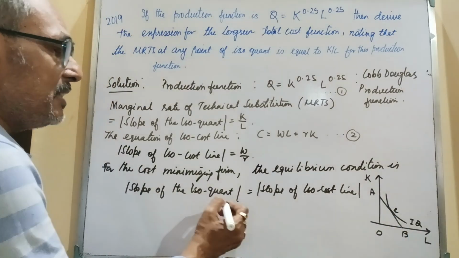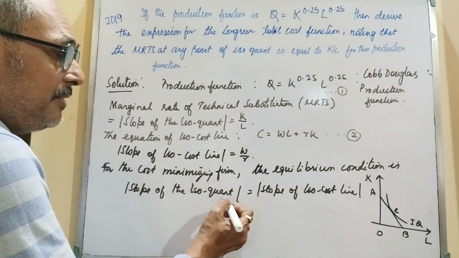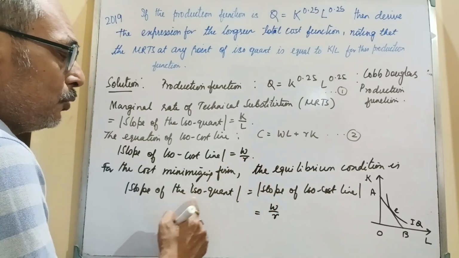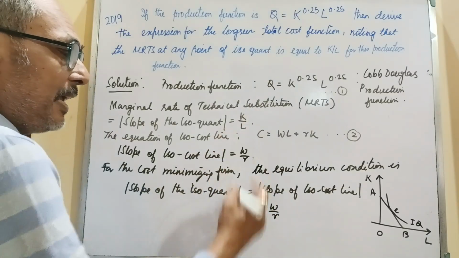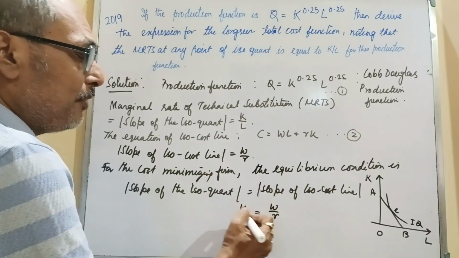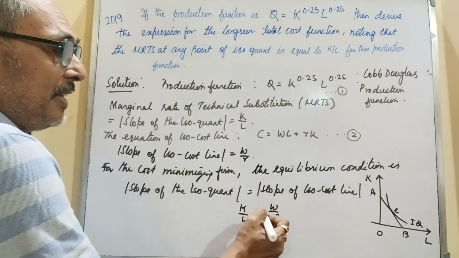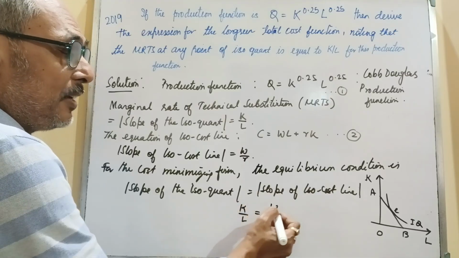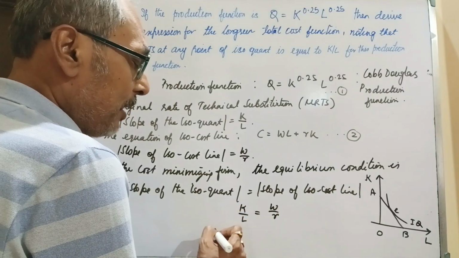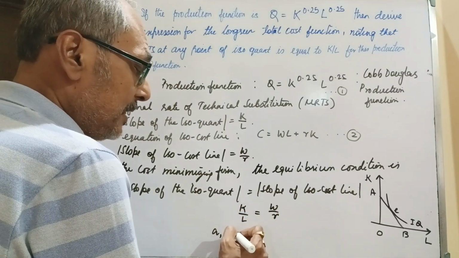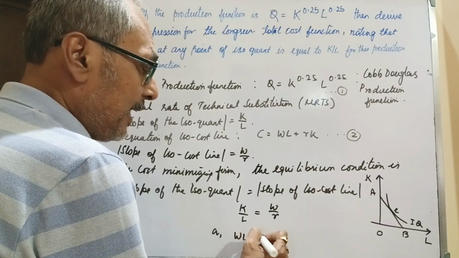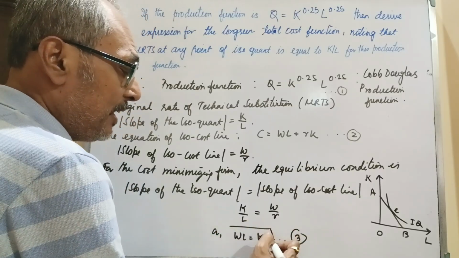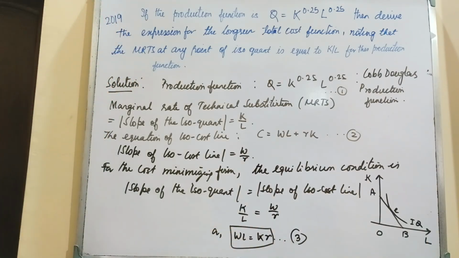Now, what is the slope of the isocost line? The isocost line slope is W by R. And what is the slope of the isoquant? This is K by L. Therefore, in equilibrium, K by L equals W by R. We cross multiply, we get WL equals KR. This is our equation number 3.